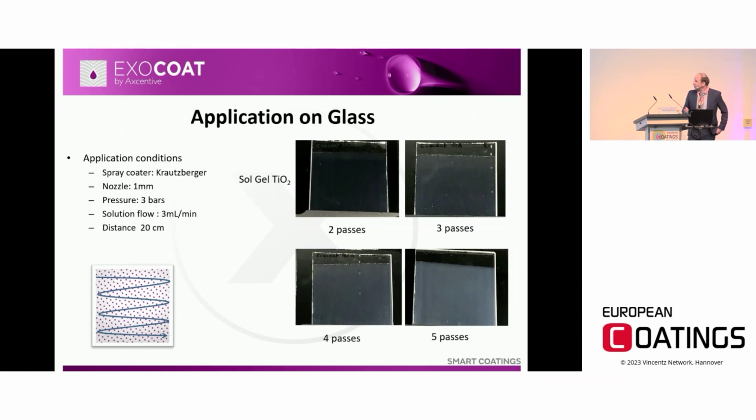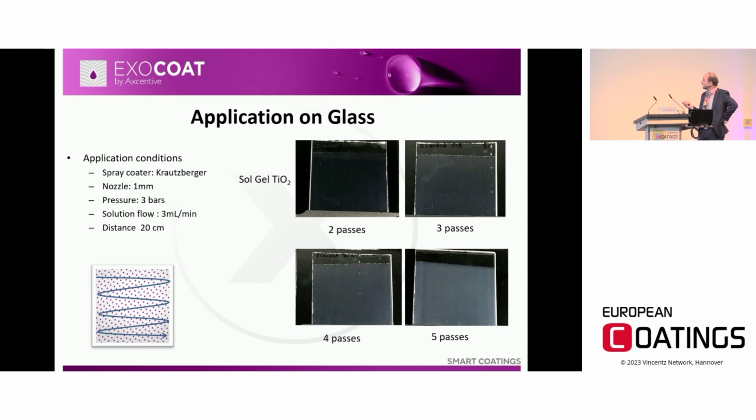So let's look at how this is applied. So the application conditions we have shown here. We use a simple spray coater, a Krautsberger conventional spray coater with a nozzle size of 1 millimeter, pretty small, at a pressure of 3 bars. And at a distance of 20 centimeters, you go left and right over the panel. And if you want to have 2 passes or 2 layers, you go again from up to down, and you can go up to 3, 4, 5 passes.